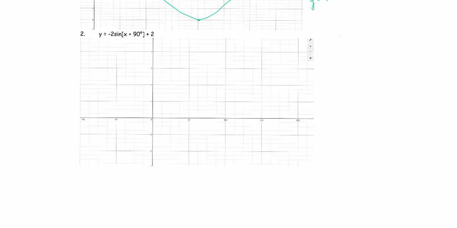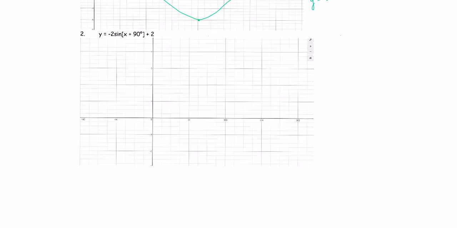Just like before, we need to identify the amplitude, the period, the phase shift, the vertical shift, and this one has one extra step, which means we have to actually flip it because of this minus sign that we have right here. The -2 tells us that eventually we're going to have to flip our graph upside down.